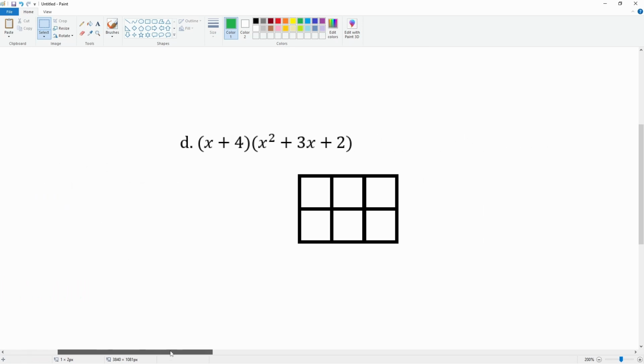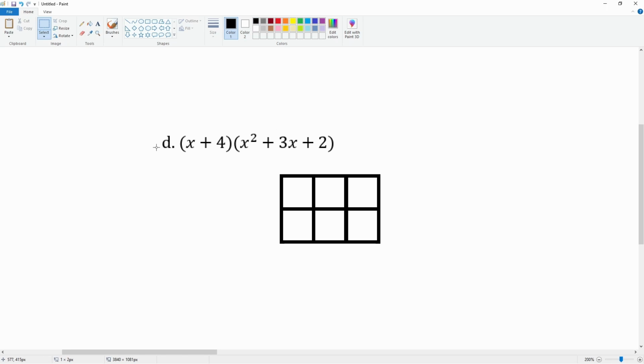Let's do letter D. Notice this is two terms here, so this is the length, x and 4. Then the top one is the width, x squared plus 3x plus 2. Let's do the multiplication. X times x squared, x to the power 3. X times 3x becomes 3x squared. And then x times 2 becomes 2x. 4 times x squared, 4x squared. 4 times 3x becomes 12x. 4 times 2 becomes 8.